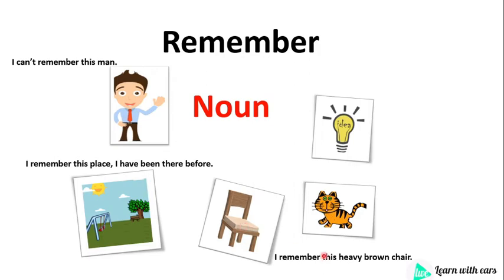I remember this heavy brown chair. Chair is a noun. Next, we remember this cat. Cat is an animal and this is a noun. Do you remember that idea? So we use remember with nouns or sometimes pronouns, like I can't remember him, or I can't remember it.